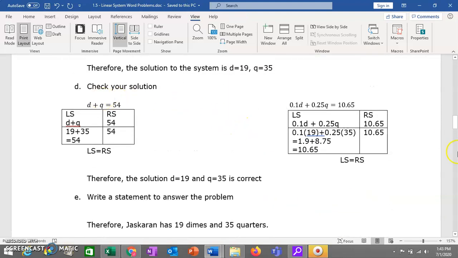You can also just do a left side, right side check. To be honest, doing it this way is not really that much slower in this kind of problem where you're dealing with all these decimals. But as long as you can justify that you have the correct answer, then that's fine.